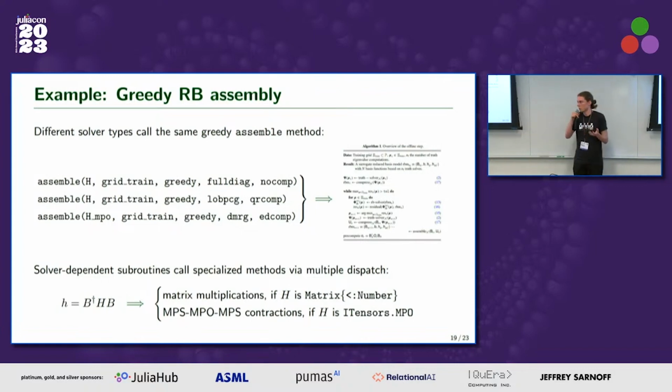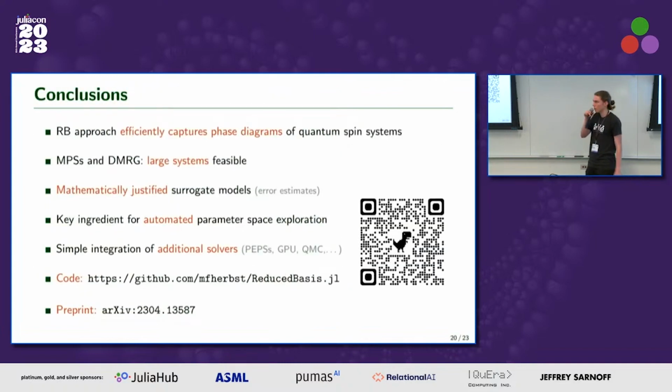I guess this is a pattern which frequently comes up in Julia code. For example, whenever we compute these reductions to reduced basis space, this translates to actual matrix multiplications if it's a matrix made out of numbers, but it can also come down to MPS, MPO, and MPS constructions if H is an MPO. So this boils down to different methods. Okay, this brings us to the conclusions.